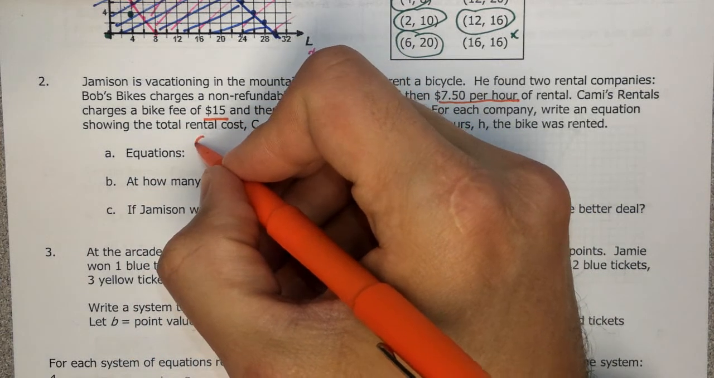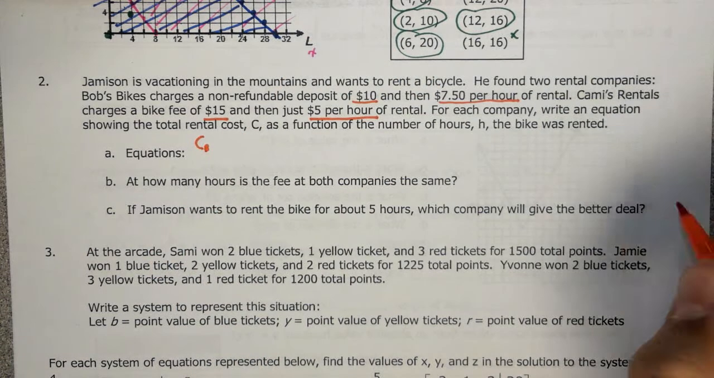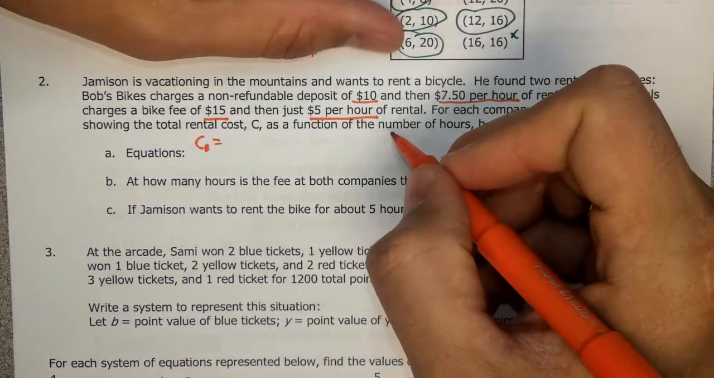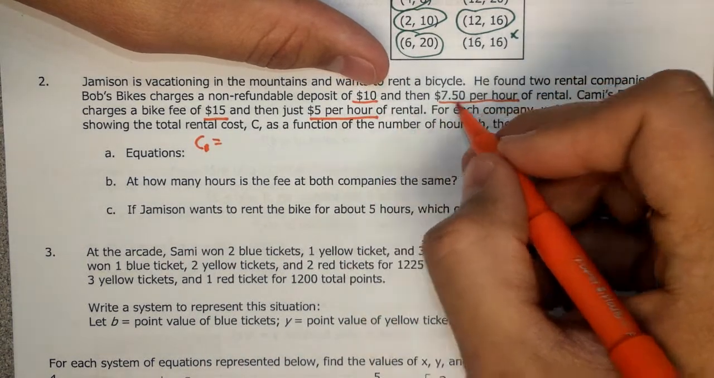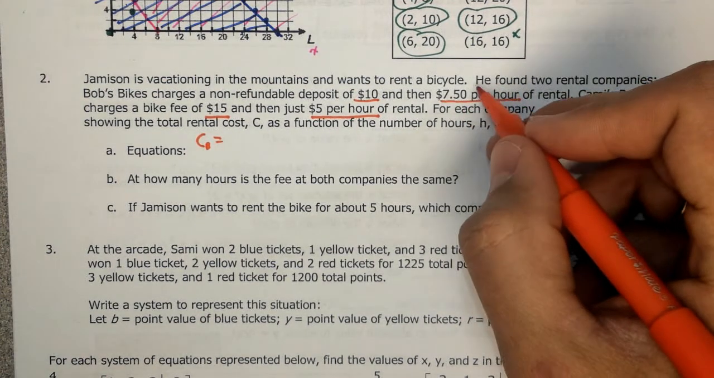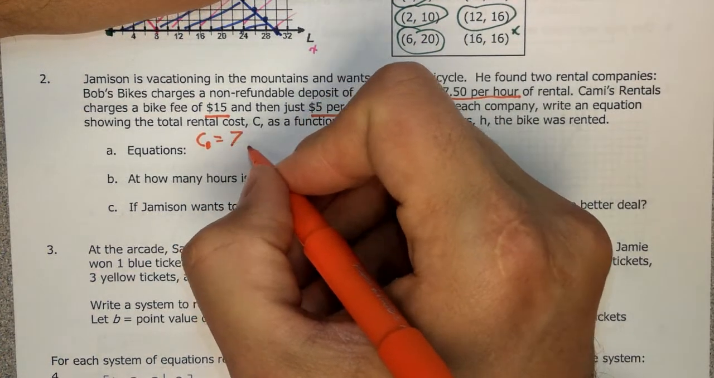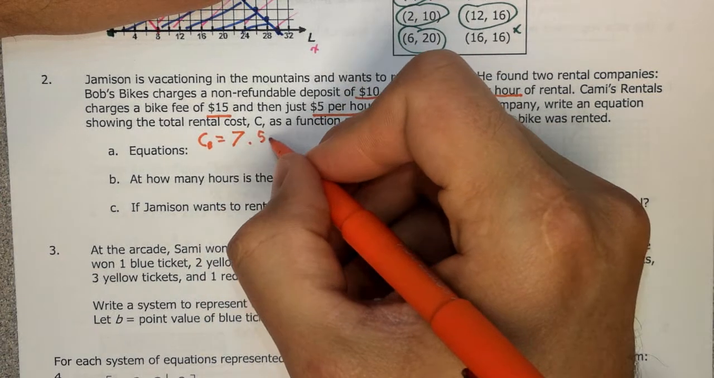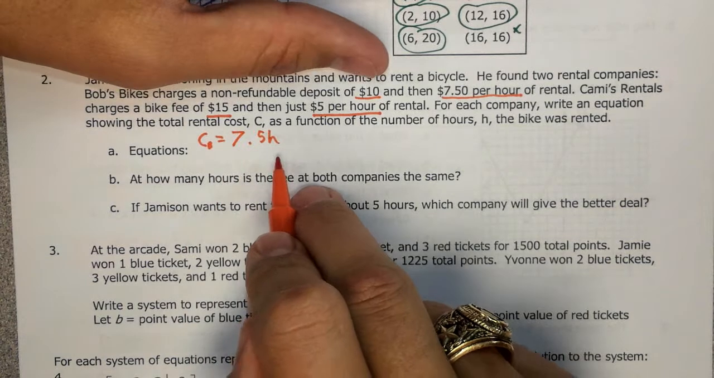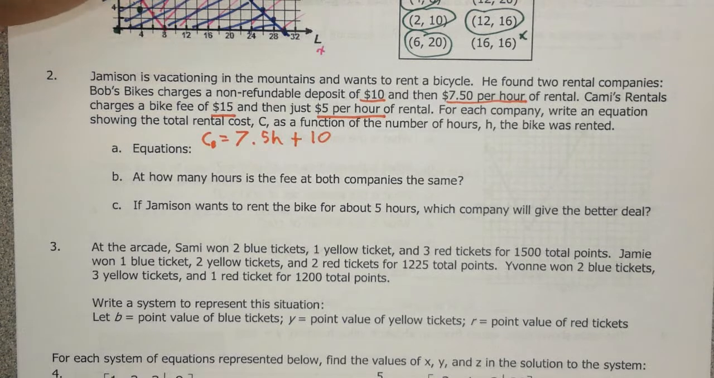For Bob's Bikes, just for simplicity, I'm going to put this as Bob. This big C will be there. And then we're going to say the cost is equal to $10 plus $7.50 per hour. Per hour is the one that's going to have the variable. That's the slope right there. Every hour we add $7.50. I'm going to put that one first. You could put it second, it doesn't really matter. And what we're doing is number of hours. So $7.50 times number of hours plus that non-refundable deposit of $10.